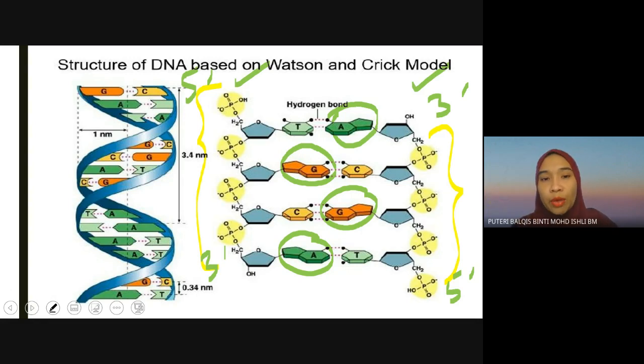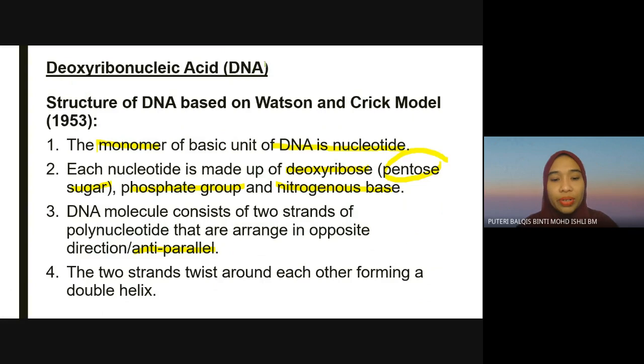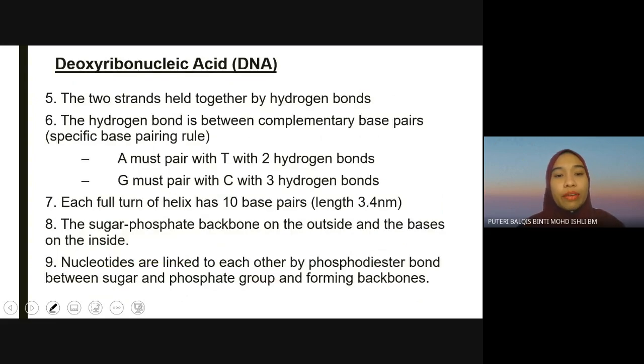Okay, why 5', why 3'? That is we going to discuss in topic 6. Because this is important. Why DNA is anti-parallel? Because this is important during DNA replication. Kita nak copy DNA tu nanti, dia penting susun macam ni. That is meant by DNA is anti-parallel. Okay. The two strands twist around each other, forming a double helix.